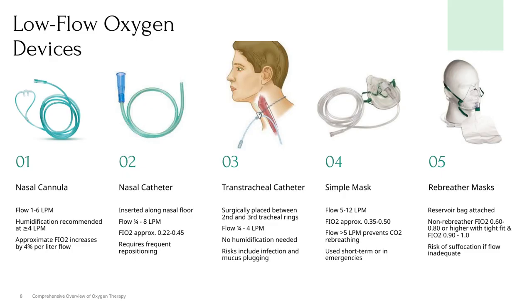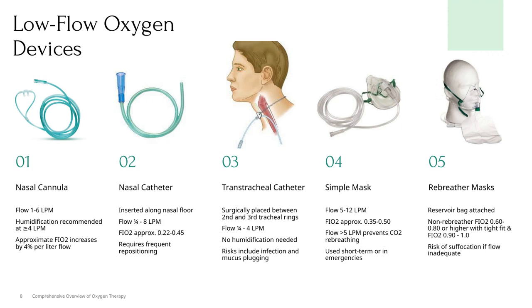Moving on, we have the transtracheal catheter, which is surgically placed between the second and third tracheal rings. It delivers oxygen at lower flow rates, from 1/4 to 4 liters per minute, and unlike some other devices, it doesn't require humidification. However, it does carry risks such as infection and mucus plugging, so careful monitoring is essential.